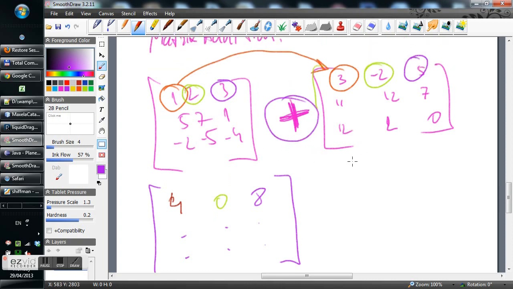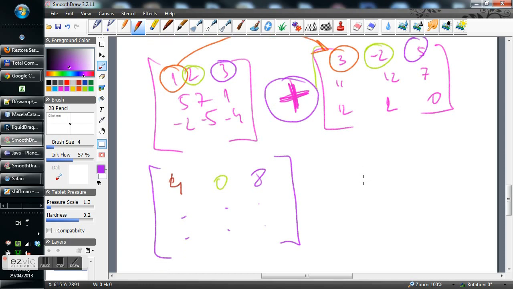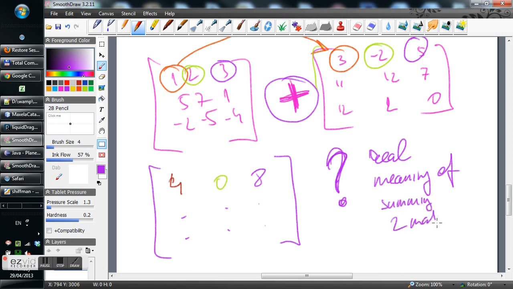So the whole operation of summarization of matrices seems to be pretty easy. There's nothing fancy about it. You just take corresponding terms and sum them up. But the question is, what the hell is going to happen to those matrices? What's the real meaning of summing two matrices?